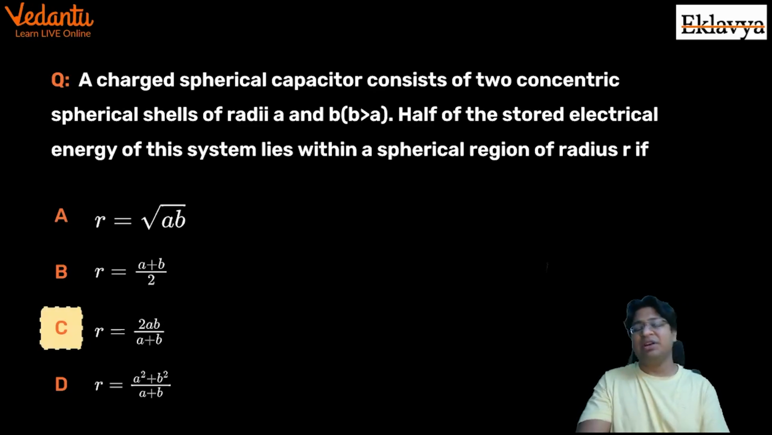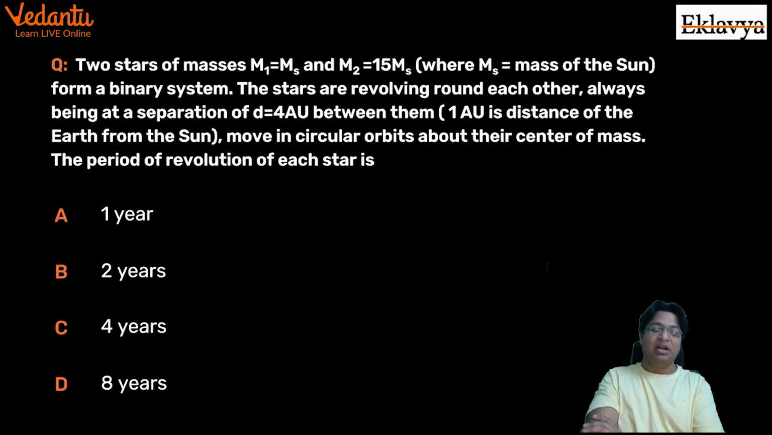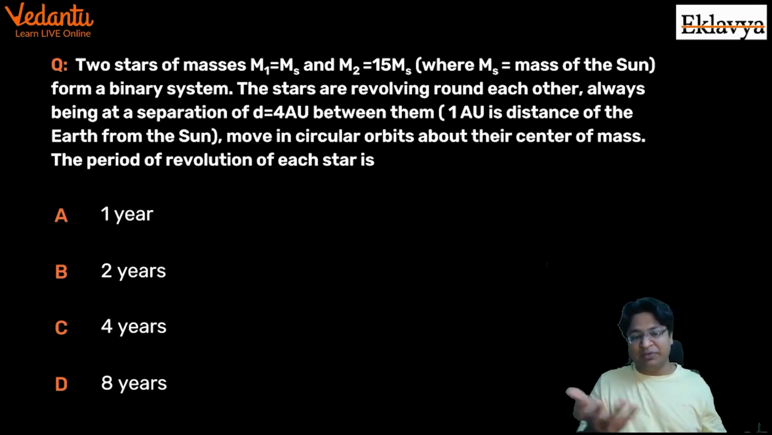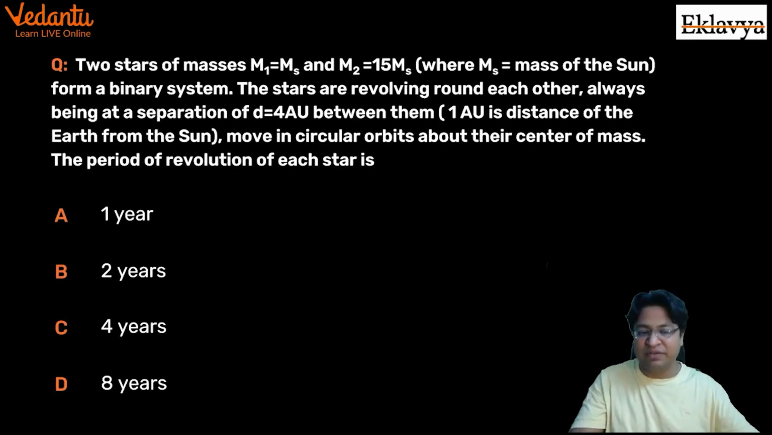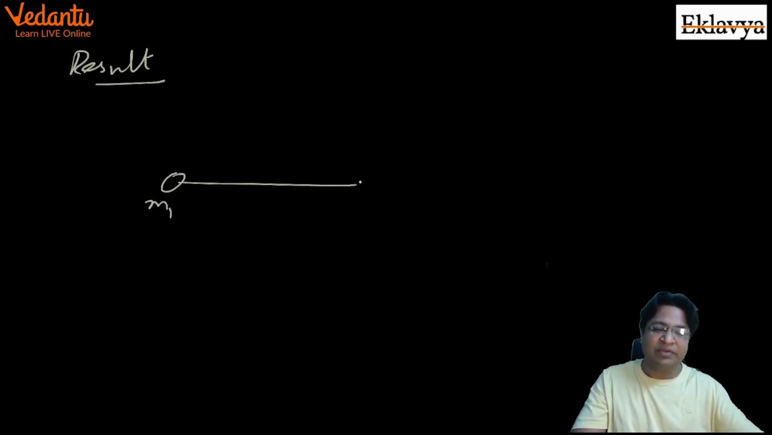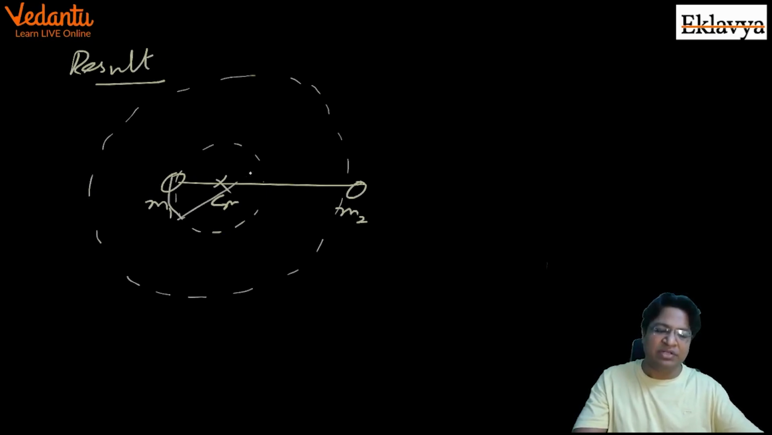Okay, so guys, as I said, many of the questions are directly based on the situations that are taught as part of your JEE preparation. So again, a 2-star system is given. Again, it's a standard result that in a 2-star system, like this star is of mass m1, let's say this star is of mass m2, this is the center of mass. So m1 will go in a circle like this, m2 will go in a larger circle, and they will always stay like this. So they will have the same omega. They are both moving with the same omega.